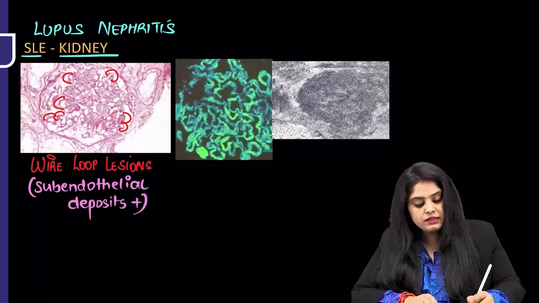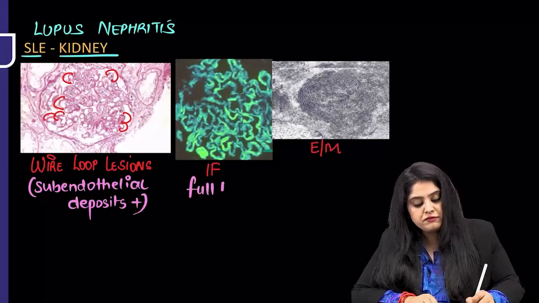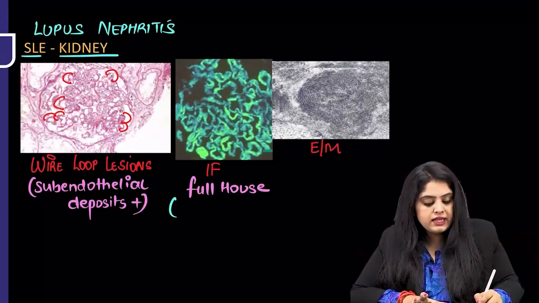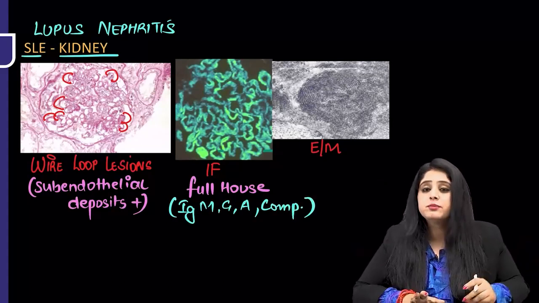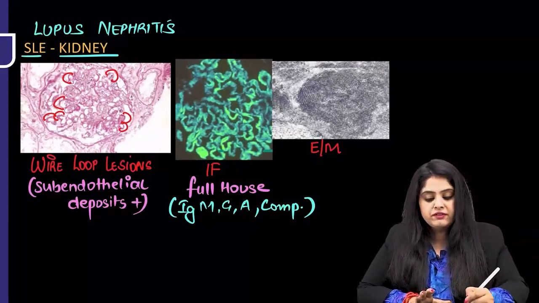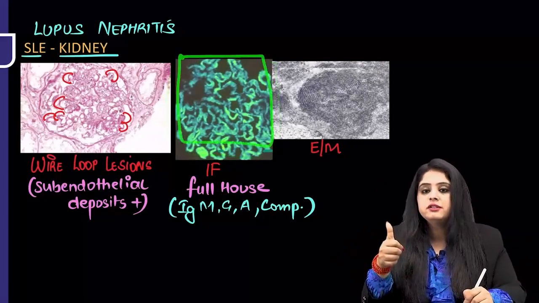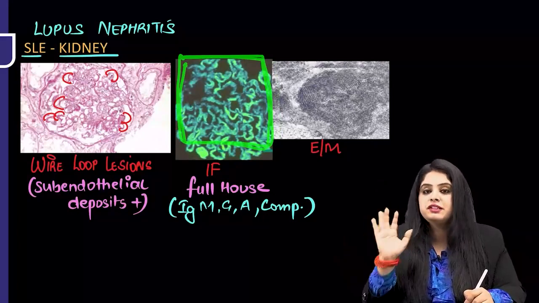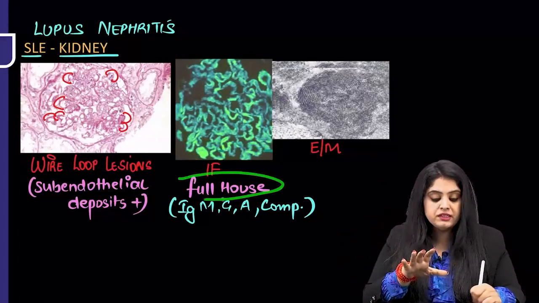Next, when I look at it under the immunofluorescence and the electron microscope, immunofluorescence shows me a full house effect. What is full house? What is this house party happening? All the antibodies come and get deposited over here, IgM, G, A, all complement proteins also come and deposit over here. So basically everyone has gotten together. They will say this picture will be copy pasted 5 times. They will say this is a picture of IgG, next this is a picture of IgA, this is a picture of IgM, this is a picture of C1, C2, C4. Basically all the antibodies, all the complements, everything comes and gets deposited in the kidney.